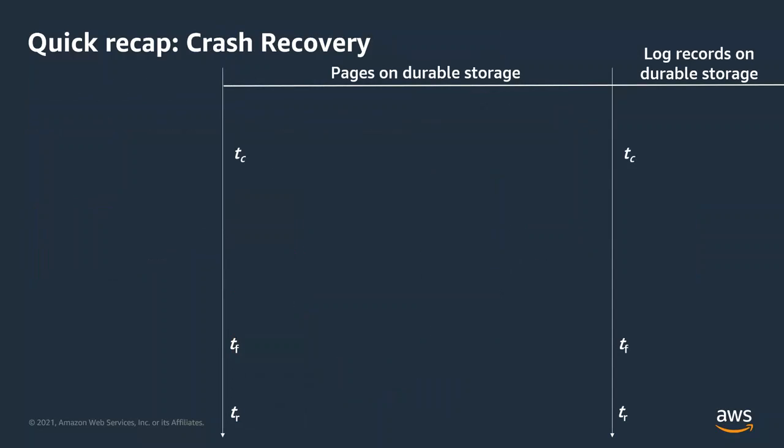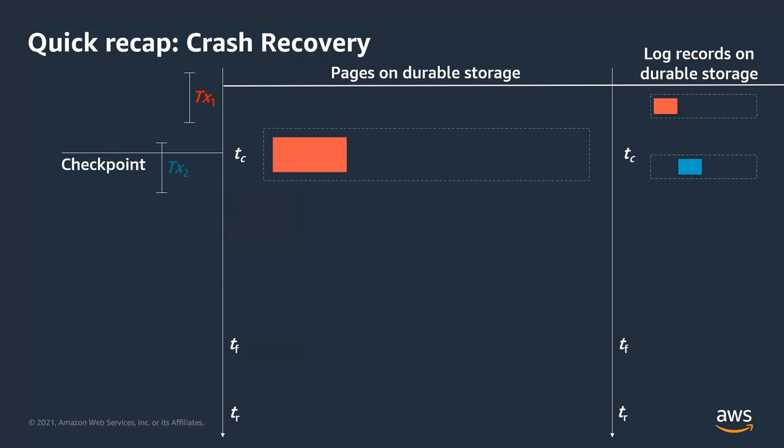So let's take an example. In this case, the time axis is the y-axis. Let's say a transaction TX1 is in progress, and it's in red, and the log records for that transaction are written into the durable storage. At the time TC, the checkpoint is written. Basically, the database decided to flush the pages that have been modified into the database file. In this case, a page was modified because of the red transaction.